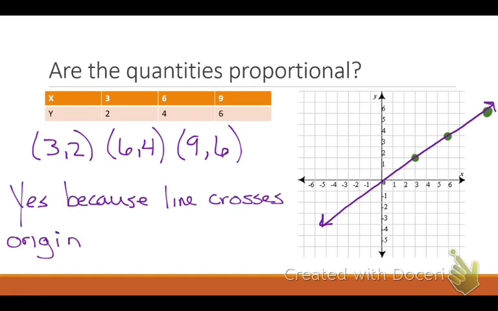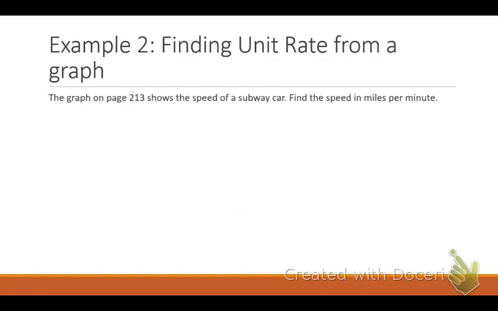All right, let's look at unit rate now. I need you to turn in your books. I couldn't get this graph on my PowerPoint. It just looked too pretty in your book. No, it's kind of goofy. Once you see it, you'll know why. We're just going to refer to our book, and that's fine. Turn in your books to page 213.